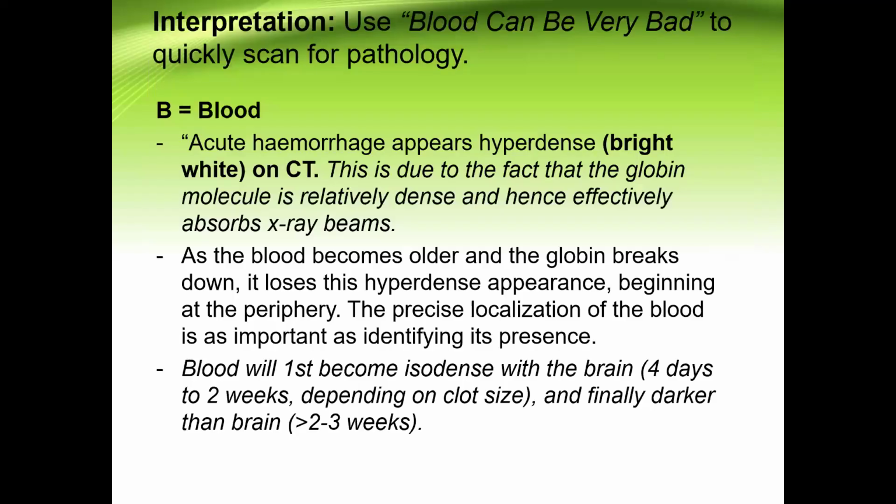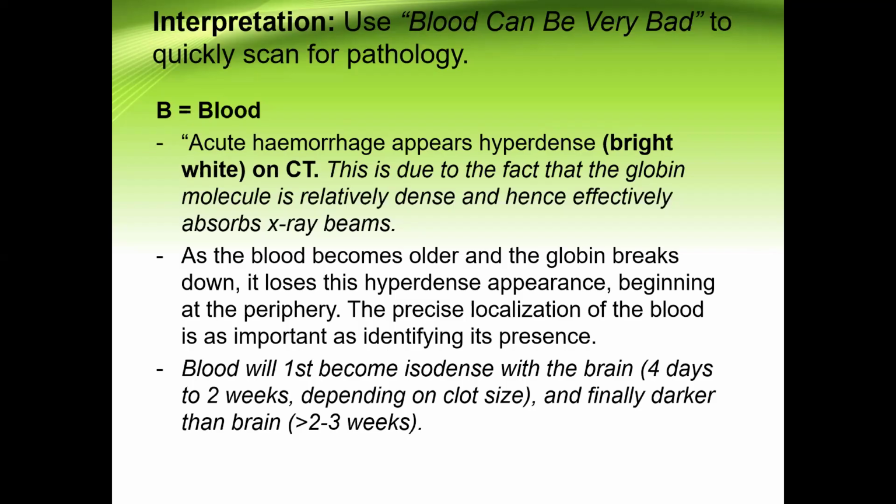So the first thing you want to look for is blood. Is there any bleeding? Is there any hemorrhage? Note that acute hemorrhage on CT will appear hyperdense. So you have the bright white on CT. The result is because of the globin molecule or the hemoglobin, all right? And they effectively absorb X-ray beams.